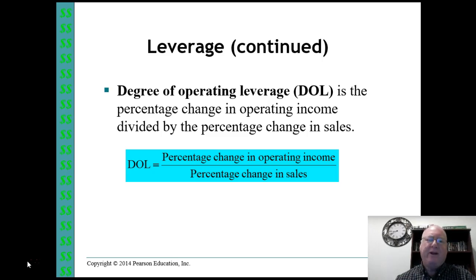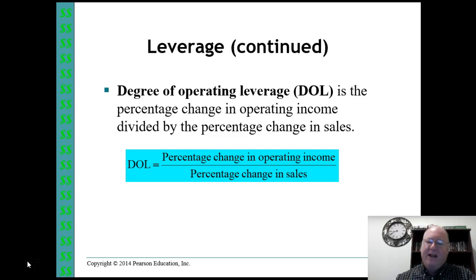Now, remember, operating income is also referred to as EBIT. It's earnings before interest and taxes. And so you're looking at that component as to how it's changed over the period, whether it's a month or a quarter or a year, in relationship to the percentage change in sales. So when you look at this relationship, you're really able to evaluate the use of your assets in the upper half of your balance sheet, or the left side of your balance sheet, depending on how you're presenting it.